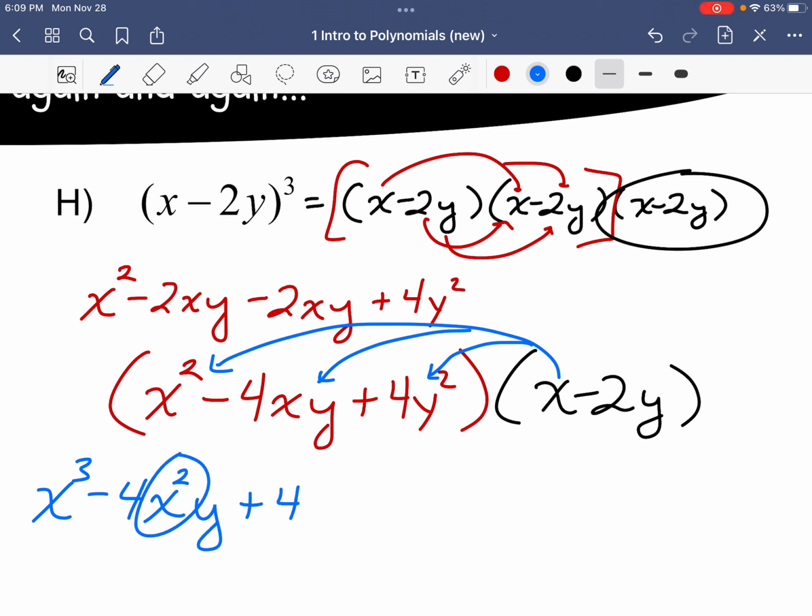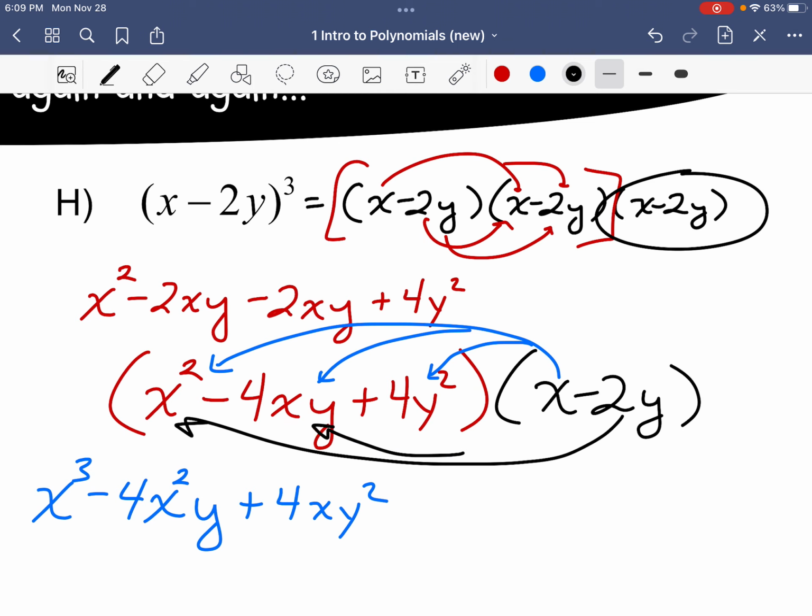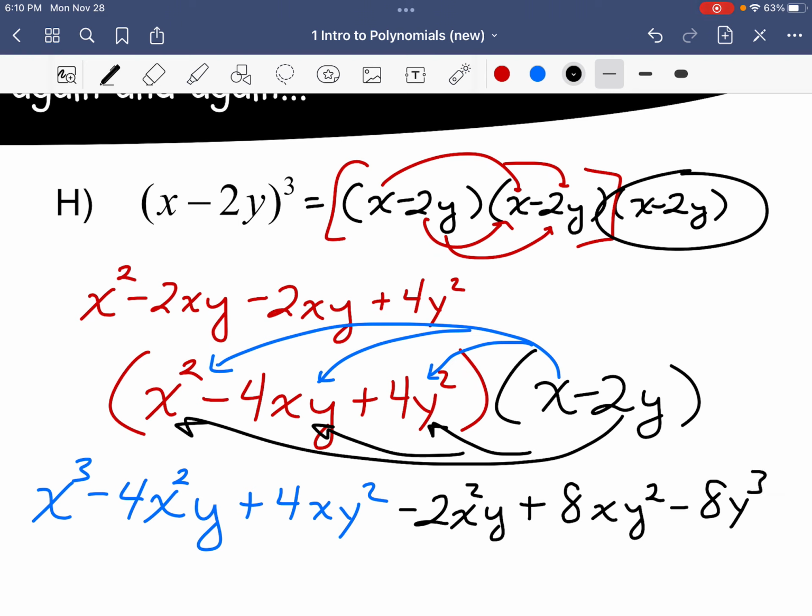Notice I have x squared right here. So that's what you get when you multiply x into that trinomial. But what happens when I multiply negative 2y into the trinomial? Well, it's just going to be negative 2y times x squared. It's going to be negative 2y times negative 4xy. Now that's 2 negatives make a positive 8. We also have some more y, so now we have y squared. And then negative 2y into the 4y squared is going to be negative 8y cubed.